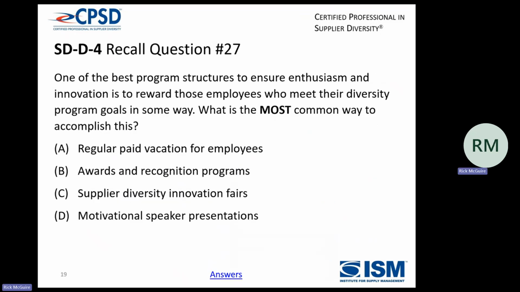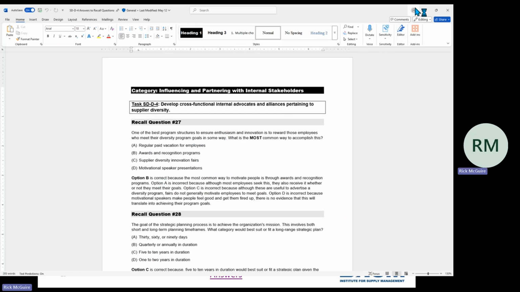One of the best program structures to ensure enthusiasm and innovation is to reward those employees who meet their diversity program goals in some way. What is the most common way to accomplish this? Regular paid vacation for employees? No, that's expensive. Awards and recognition programs? Yes. Supplier diversity innovation fairs? No. Motivational speaker presentations? No. It's got to be B. And B it is.